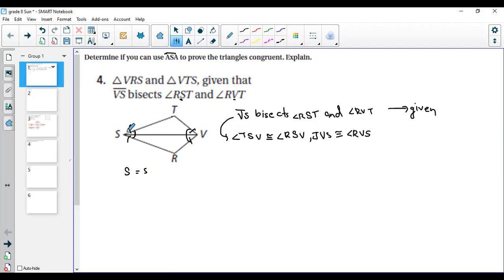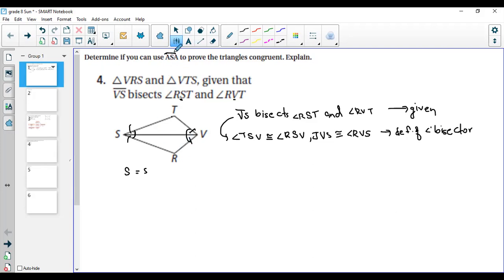We are saying TSV is equal to RSV. If you want, you can even say VST. Either you go this way or this way, it doesn't matter. Okay, now why did we say this? Because of the definition of angle bisector. Okay, now what's the next thing?